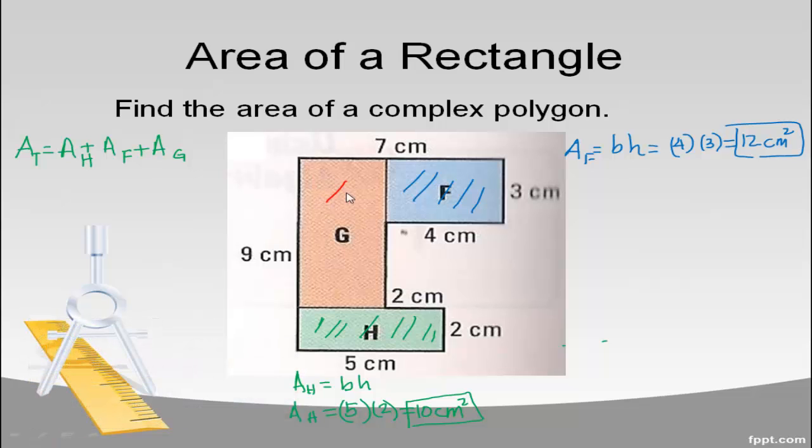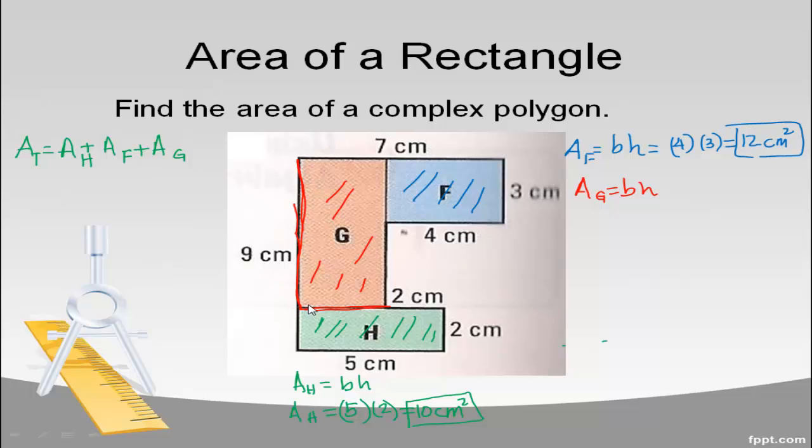Okay, now we're at G here. I want to find out what this area is. And the area for region, I'm going to write it over here. The area for region G is base times height. Let's see. Do I know what the base is? No, I don't know. Do I know what the height is? No. Okay. But I have enough information to find it. So let's try and do that.